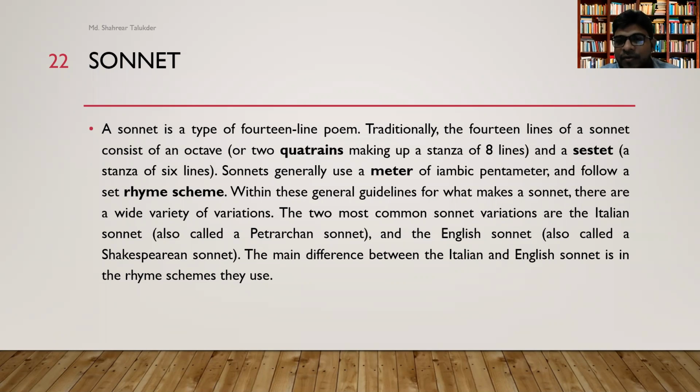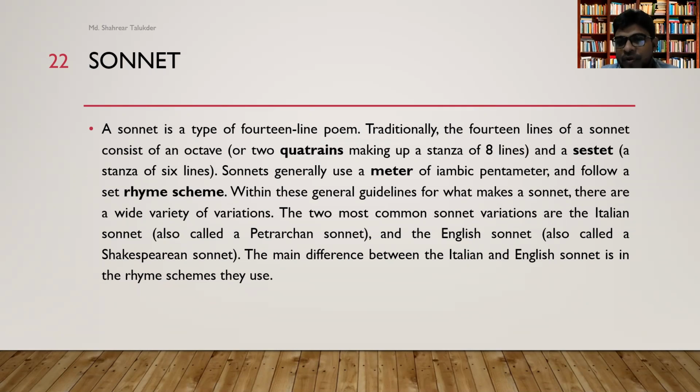Now, within these general guidelines for what makes a sonnet, there is a wide variety of variations. Though we are saying that it is 14 lines, in the European tradition especially, they divide sonnets in different ways. In English literature, they have different kinds of sonnet style, and in the Italian sonnet tradition, they have different kinds of sonnet style. All of them consist of 14 lines, but the arrangement of the stanzas, the rhyming pattern, the rhythm, and of course the meter pattern sometimes differ.